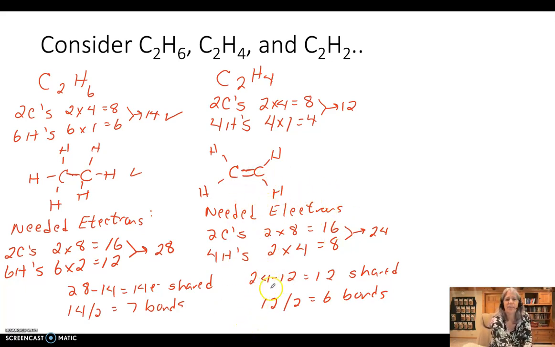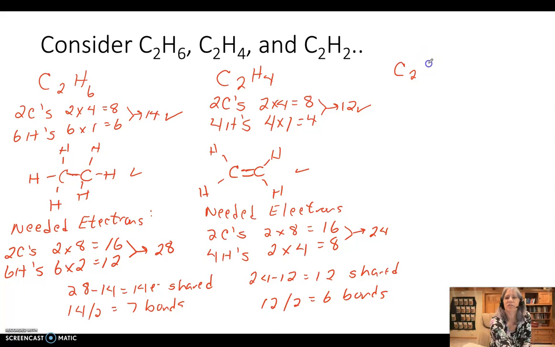So does this look like a happy molecule? We've got 2, 4, 6, 8, 10, 12 valence electrons, so that checks out. And then each carbon, 2, 4, 6, 8. This one has 2, 4, 6, 8, so those are happy. Each hydrogen again has 2. Right, so that checks out to be a happy structure. Right, so now if we go to the next one in this series, we've got C2H2.